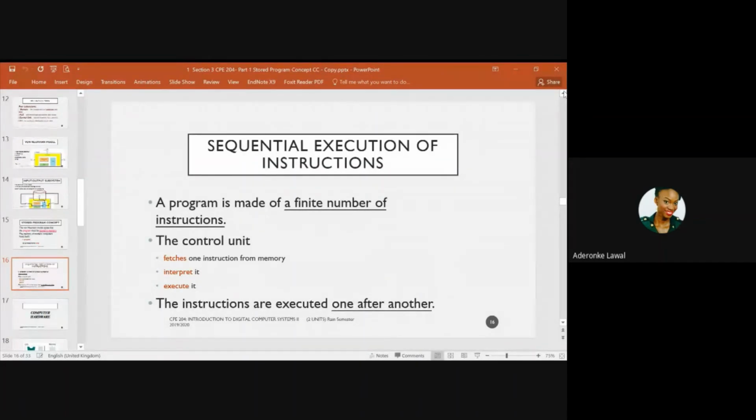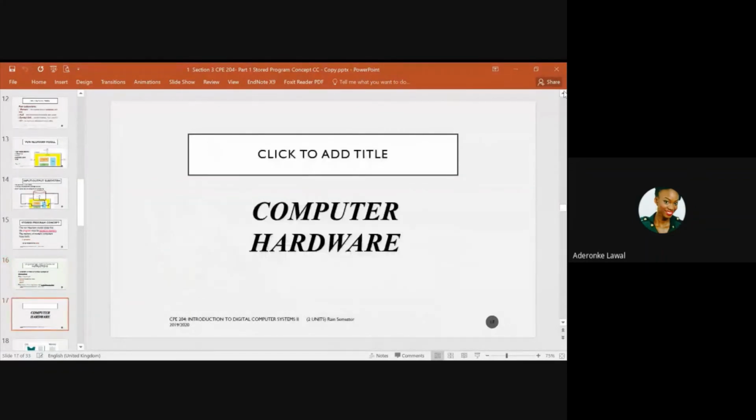And the control unit, I told you, is the part that does the processing, the execution. So sequential execution of instructions is what is basically trying to explain to you what happens in your control unit. The first thing is that it fetches one instruction from memory, it interprets it, and then it executes it. And then it goes back to the next instruction, and then it does the fetching, interpretation, and execution, one after the other, for that finite number of instructions that we discussed.